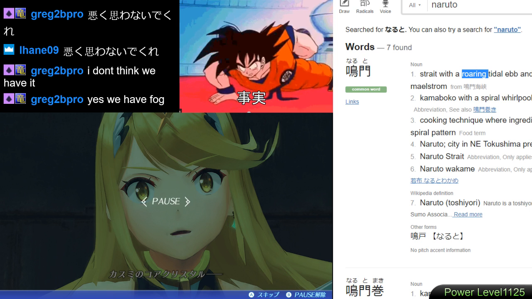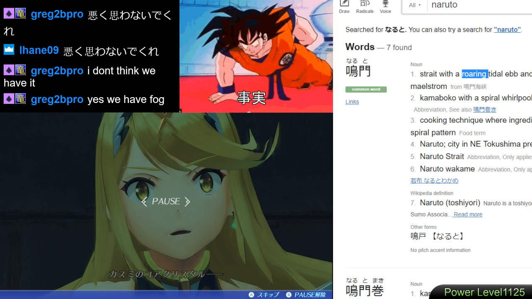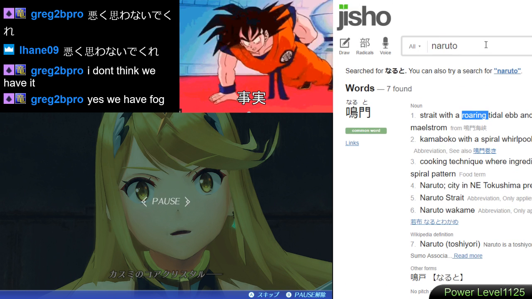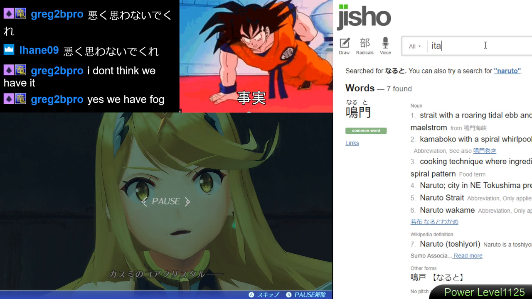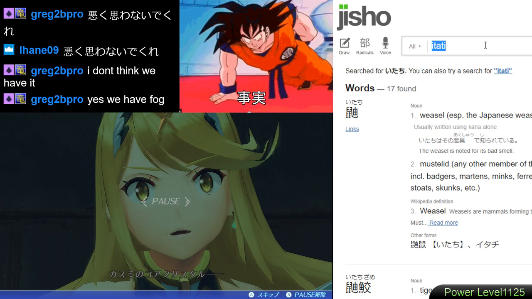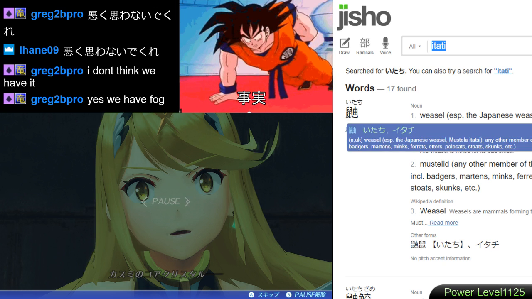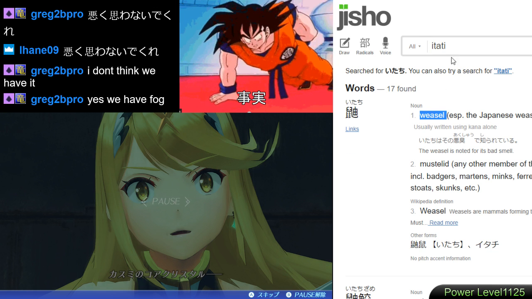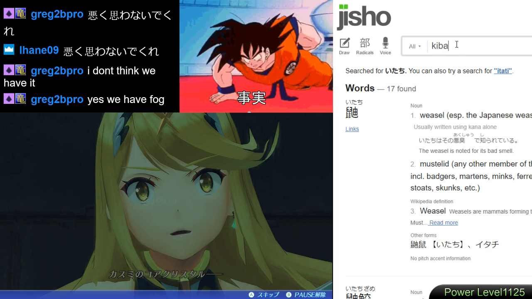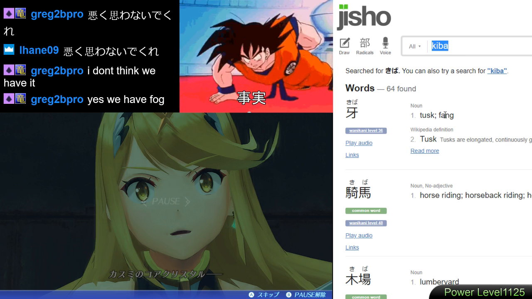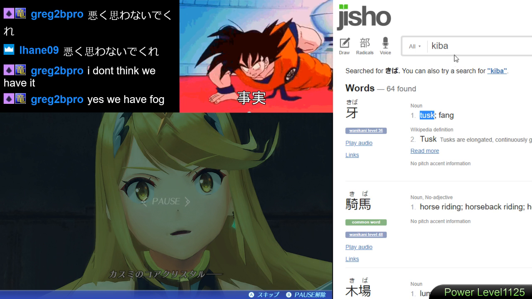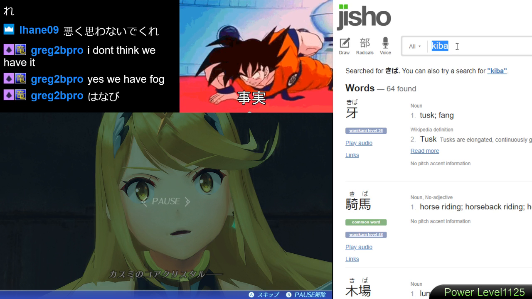Let's go back to the game. And also other characters from that show, too. A lot of those characters from that show can teach you words. One good thing about that show, Itachi, weasel. Kiba is a character in that show as well. Kiba, tusk, fang. What else? Can people give me more examples from that show? There must be more.